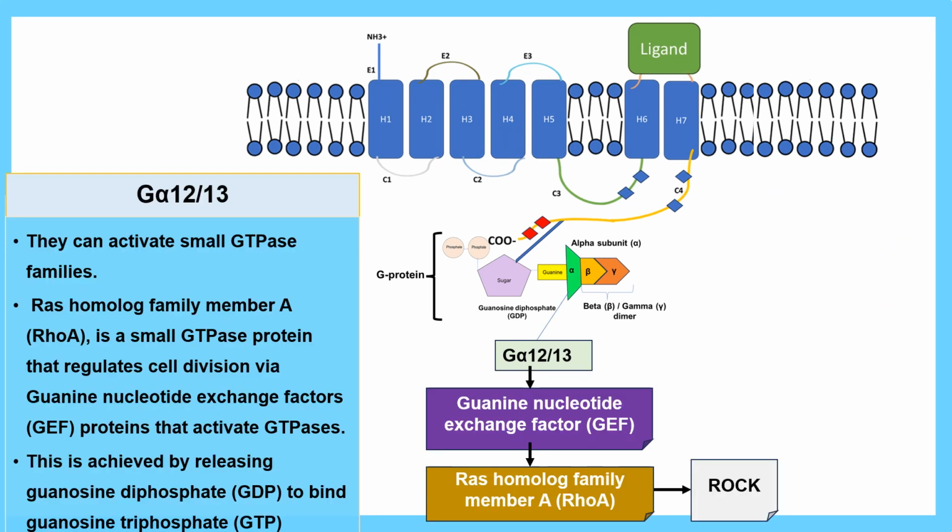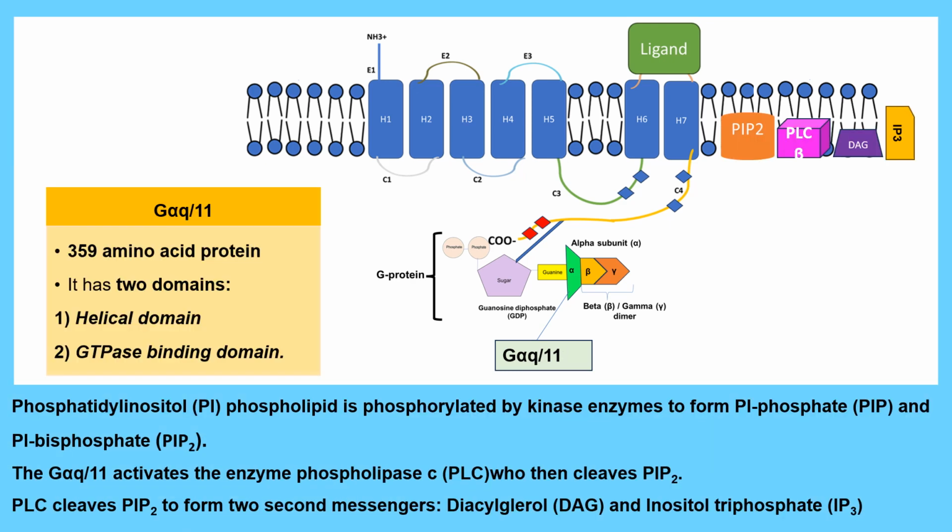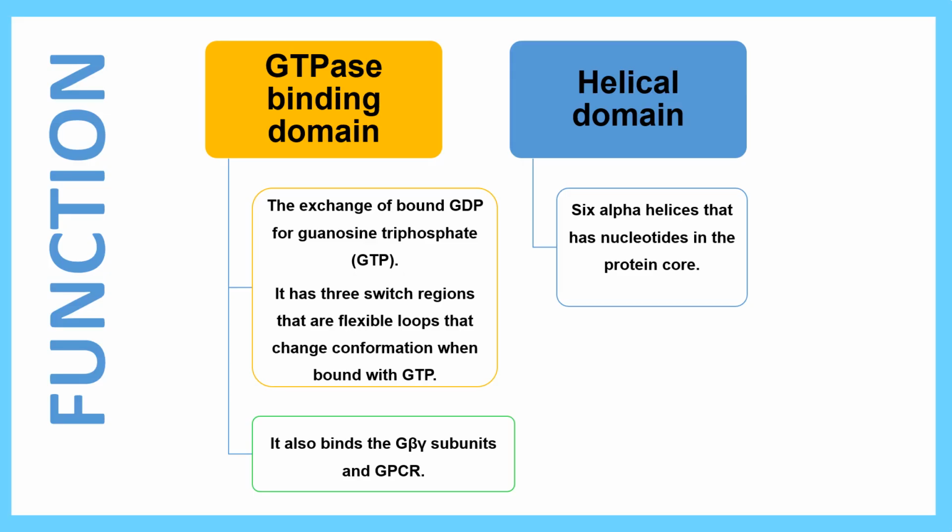The G alpha 12/13 is involved in the pathway that involves Rho A, whereas within G alpha Q11... So the GTPase binding domain exchanges the GDP for the GTP. It has 3 switch regions that are flexible loops, and this is what changes the conformation when it's bound with GTP. It also has the ability to bind to the G beta gamma subunits, and it's also involved in binding to the GPCR. Now the helical domain has 6 alpha helices that have nucleotides in the protein core.